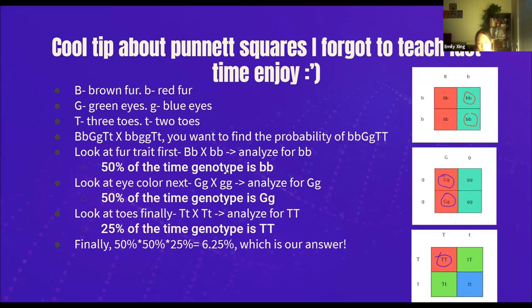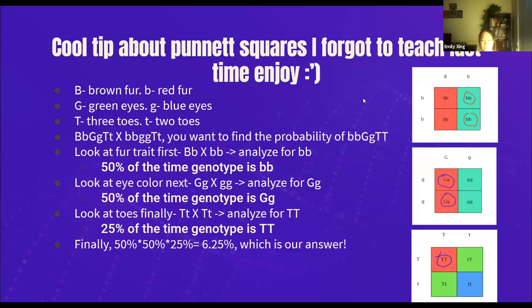And so after you found the individual probability, you can multiply them together to find the probability of the genotype of the three traits that you want. And so you find that it's 6.25%, which is our answer. So you don't actually have to lay out the entire Punnett square. You just have to find the individual traits and then multiply them together, which is basically just probability. And so that is pretty cool.